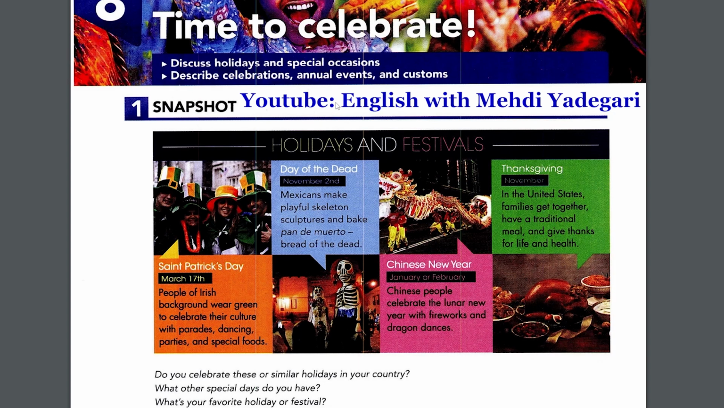In part 1, we have a couple of holidays and festivals from around the world. The first one is St. Patrick's Day, which is on March 17th. In this day, people of Irish background wear green to celebrate their culture, with parades, dancing, parties, and special foods. People of Irish background means people from Ireland.